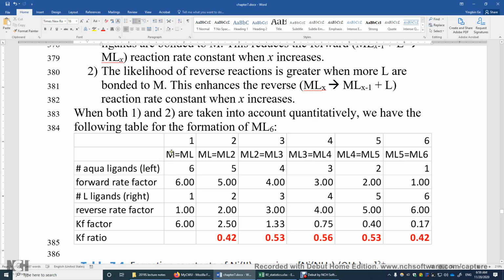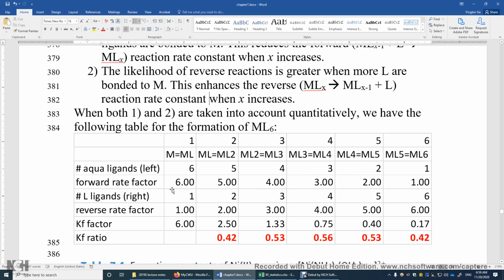So over here, this M is bonded to 6 aqua ligands. And this one, 5 aqua ligands, 4 aqua ligands, 3, 2, 1 aqua ligands. So if you look at this forward rate constant, the ratio is going to be 6 to 5 to 4 to 3 to 2 to 1. So these ratios are proportional to the number of available aqua ligands to be replaced.